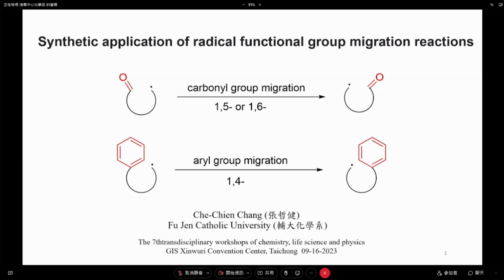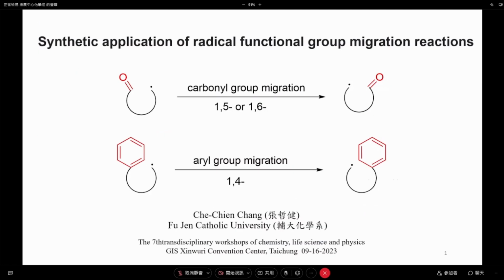I'm a synthetic chemist. Well, I'm going to tell you a story. Instead of beautiful color, very beautiful pictures, in the following 10 or 15 minutes I'm going to show you a lot of chemical structures.